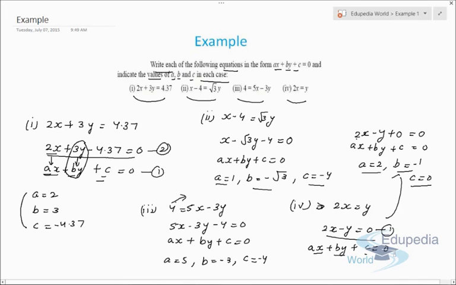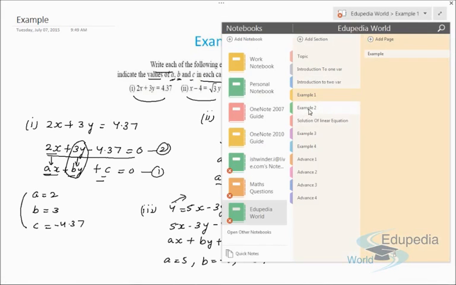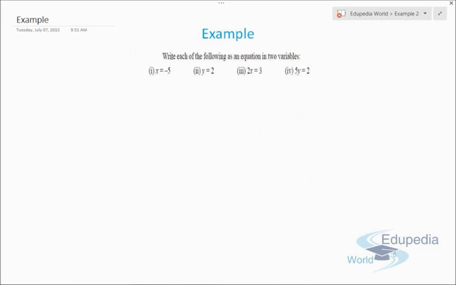So this is the value of a, b and c. So this is how we can represent the equation in the form of ax plus by plus c, and we can find the values of a, b and c. So let's discuss the next example, example number 2. You have to write each of the following equations in two variables. Means we have to represent equation 1, 2, 3, 4 in the form of two variables. Means we have to introduce another variable in each and every equation.